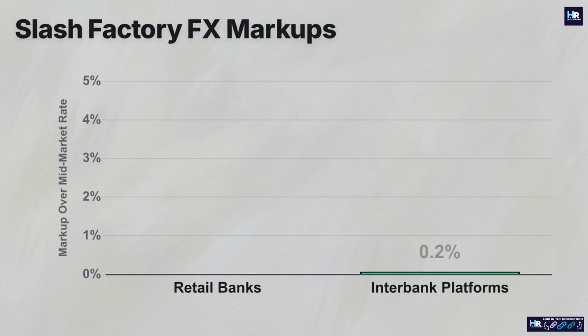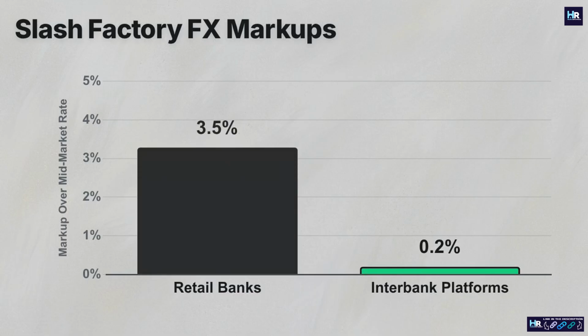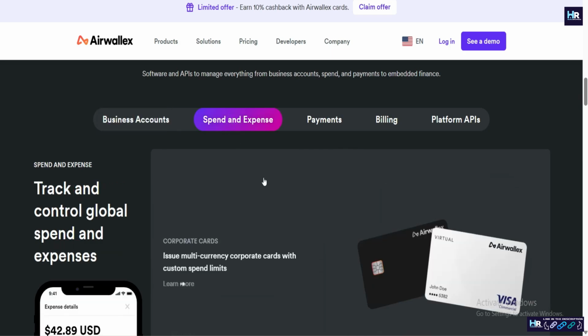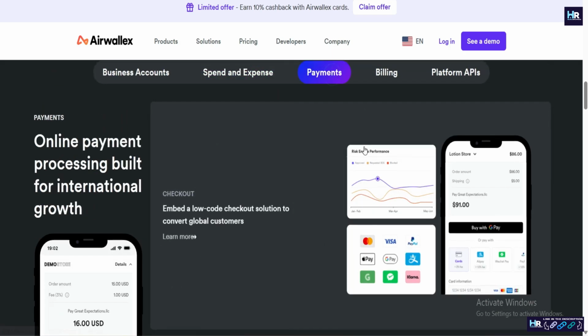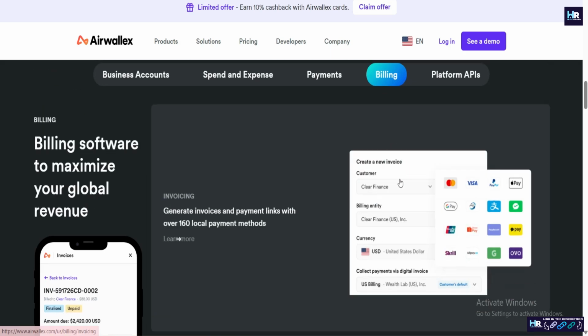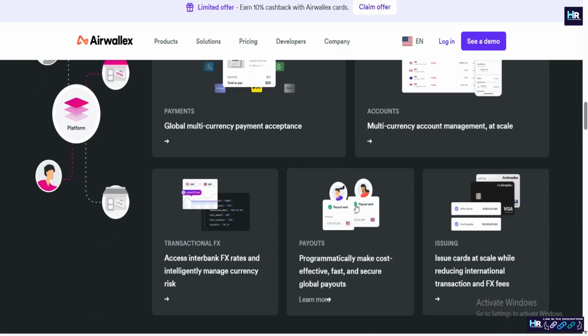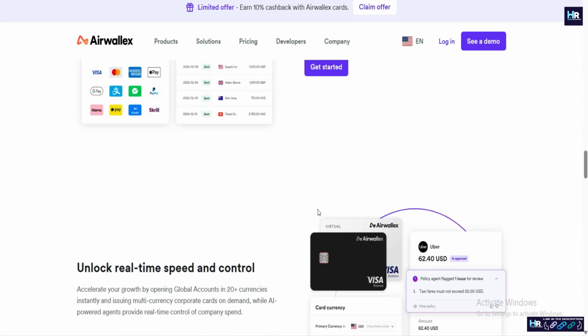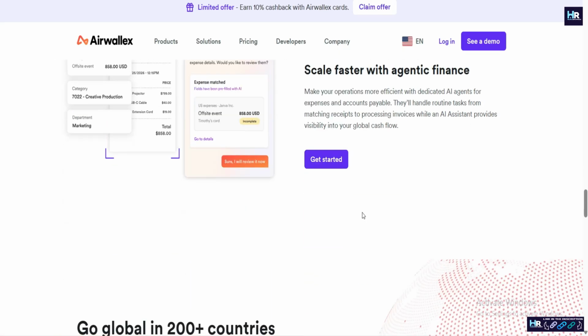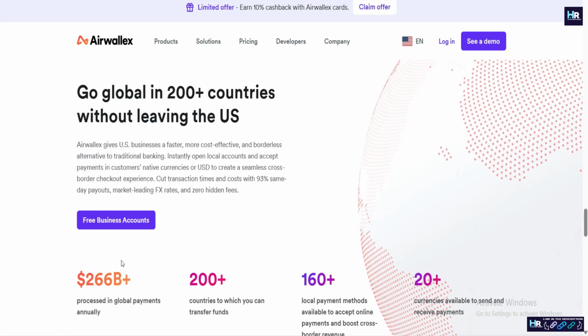And if you do need to convert currencies to pay the factory, you access interbank margins as low as 0.2 to 0.5%, which is a fraction of what retail banks charge. For everyday operations, you can generate multi-currency virtual corporate cards. You pay for Amazon PPC ads and global software subscriptions directly from your native currency balances, wiping out the standard 3% foreign transaction fees on every swipe.